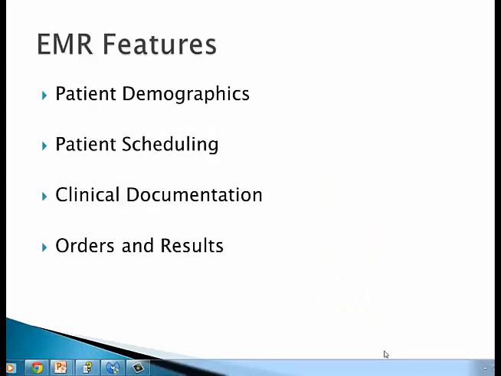Lastly, for this module, I just want to highlight some of the features of an EMR. First, patient demographics. Secondly, patient scheduling, clinical documentation, orders and results. It's, like I said before, a one-stop shop for all information that is beneficial to providers, caregivers, patients, everyone.